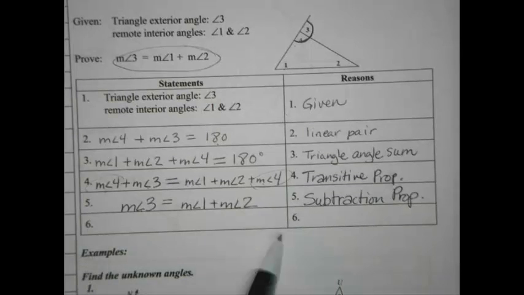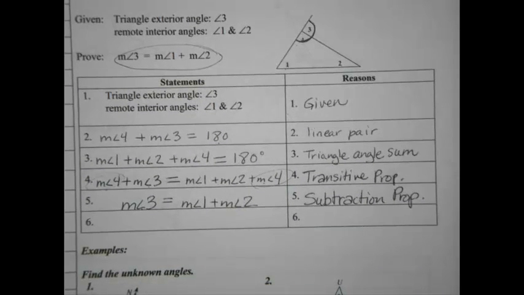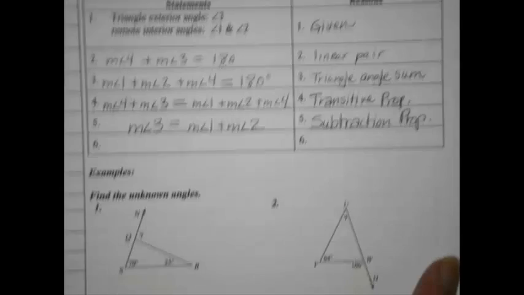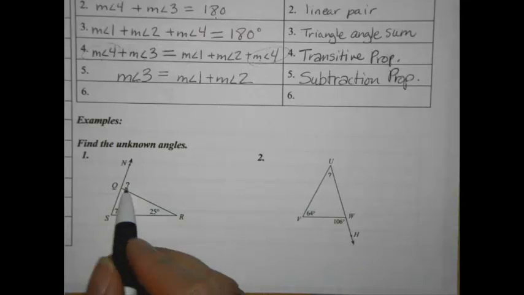And looks like we don't need to do anything with line 6 because we just proved it. So good for us. We did it shorter than 6 lines. Okay, let's practice this theorem with some examples. We've got some unknown angles. They've marked them with a question mark, so we have to find that angle.